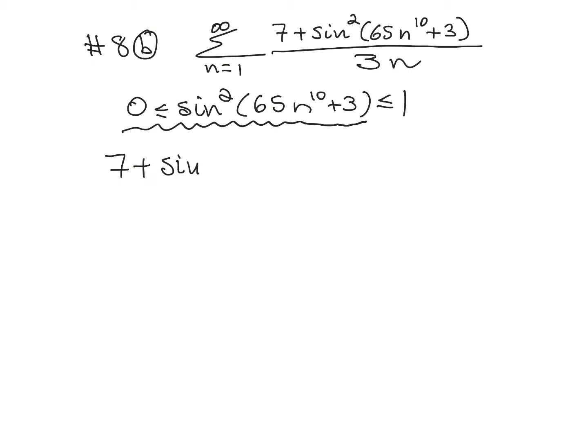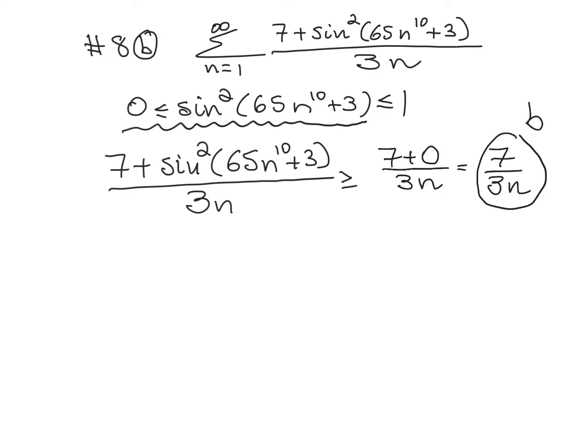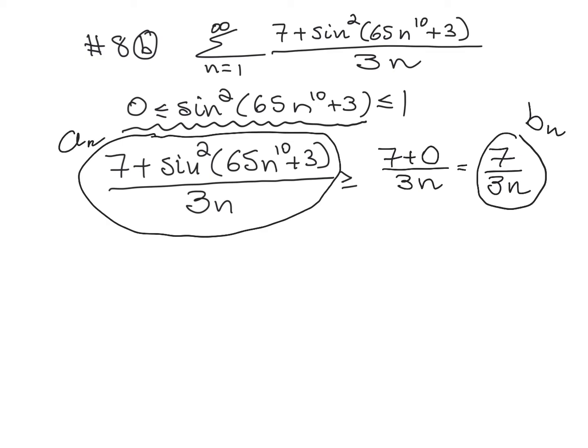We're going to need the left part of the inequality, that the sine square term is greater than or equal to 0. So 7 plus sine squared of 65 n to the 10th plus 3, divided by 3n, is going to be greater than or equal to, the 7 will stay 7, but the sine square term is greater than or equal to 0. So we can write the numerator now as 7 plus 0 and keep the denominator the same. So this is 7 over 3n. And we can call that our b sub n, and the 7 plus sine squared of 65n to the 10th plus 3 over 3n our a sub n. You can see that a sub n is greater than or equal to b sub n.